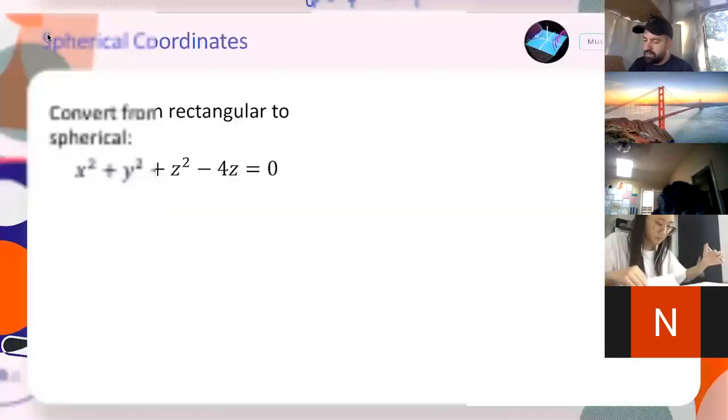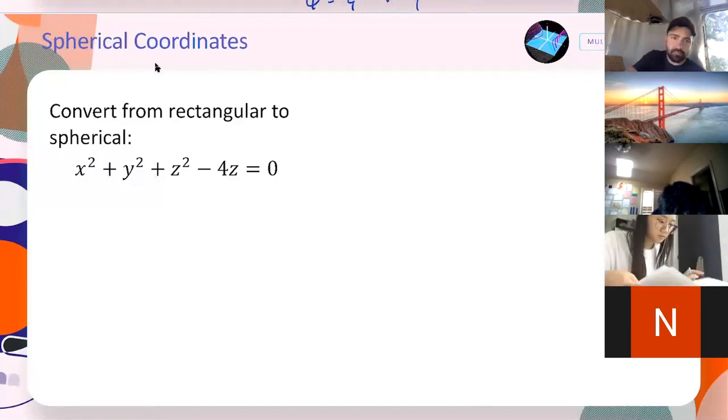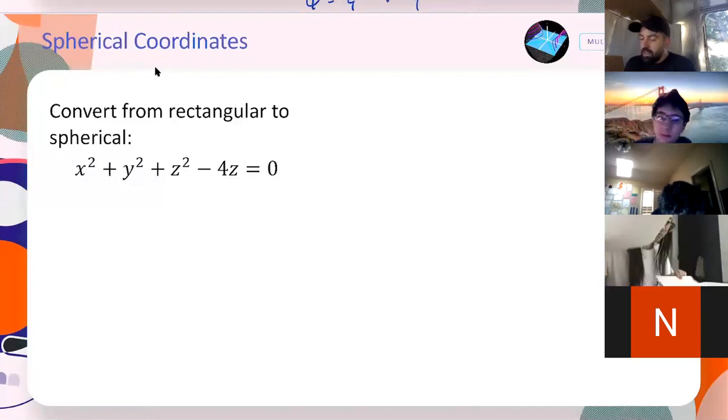Yesterday we didn't finish a couple of the examples. I'm going to do those really quickly now. They're not super different than the stuff that we already did, so I think it shouldn't be too hard. So yesterday we were looking at rectangular to spherical. We got almost all the way through, and then we had a couple examples there at the end.